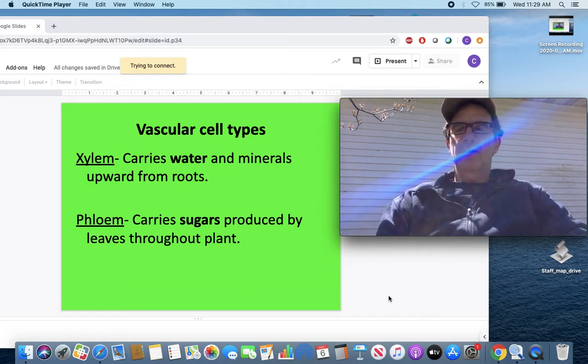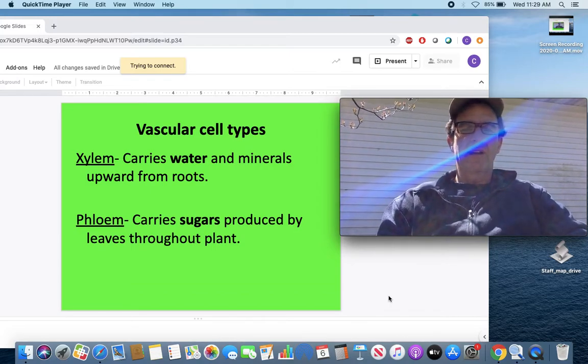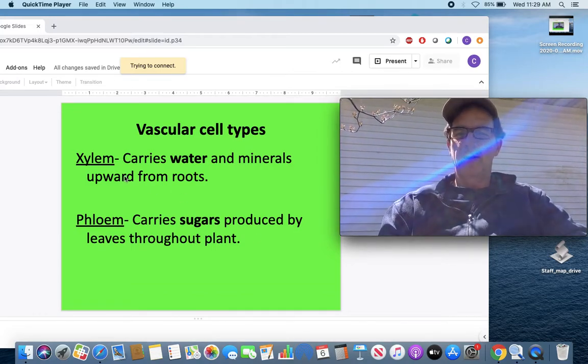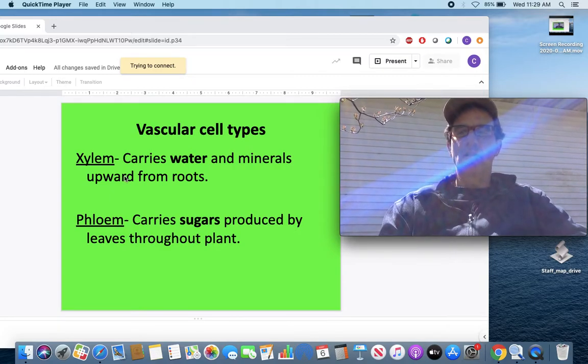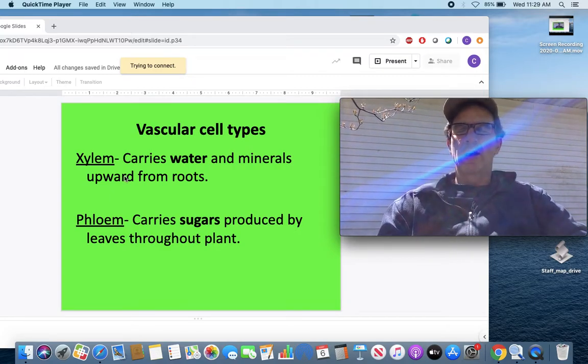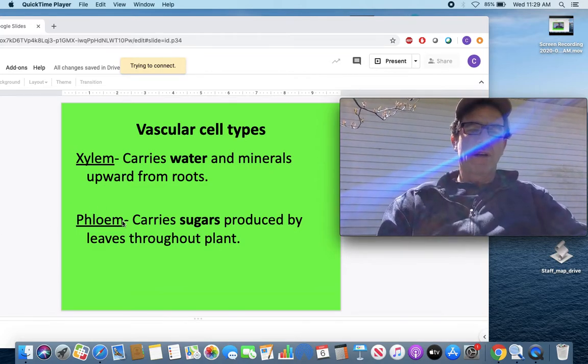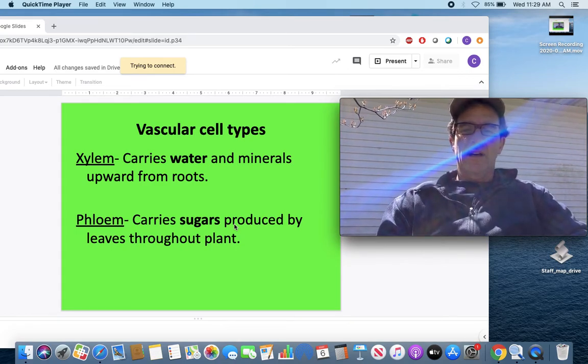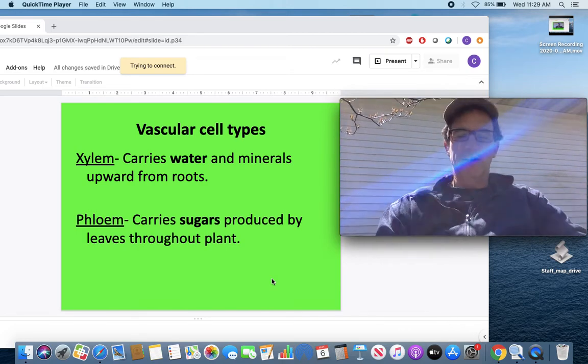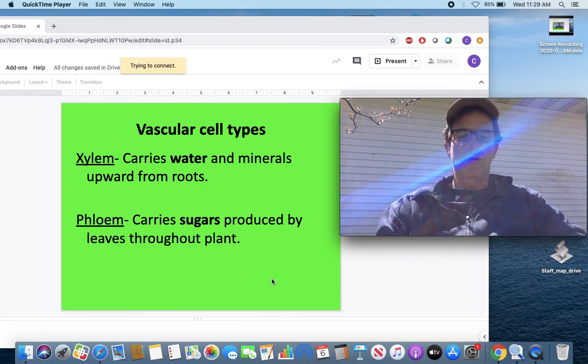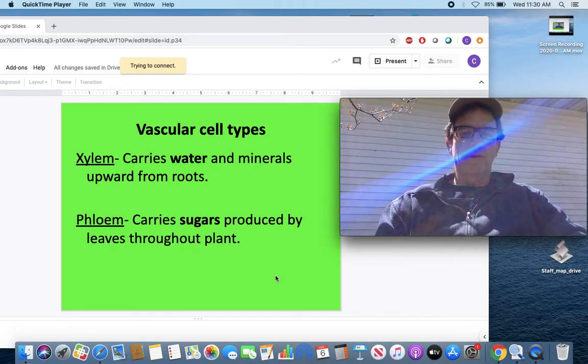Two types of vascular cells: we call them xylem and phloem. Xylem is a special kind of vascular cell which carries mostly water. I want you to remember that, water. And they also carry some minerals, mostly from the roots upwards to the rest of the plant. The phloem, on the other hand, carries sugars mostly, sugars that are made in the leaf, to other parts of the plant, mostly downwards to places like the roots that can't make their own sugars. So xylem and phloem. Let's take a look at those here.